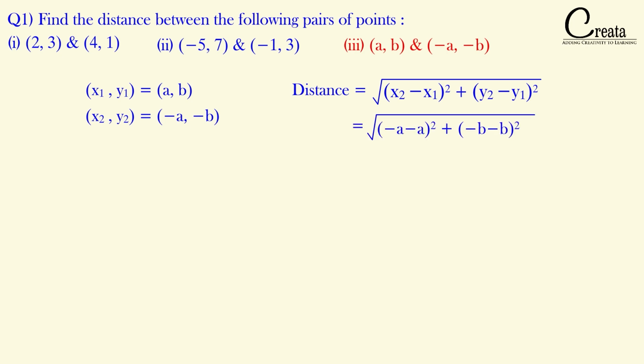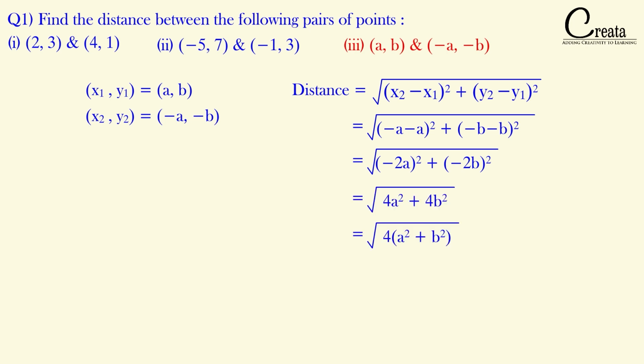Let's put the values. Let's open the square terms. We got this equation. Further solving, we got root of 4 times the bracket a square plus b square. Let's take 4 out of the root. We got our answer as 2 root of a square plus b square. Basically, simple question. All the three parts are very simple. Just we have applied the distance formula and we have got the result.